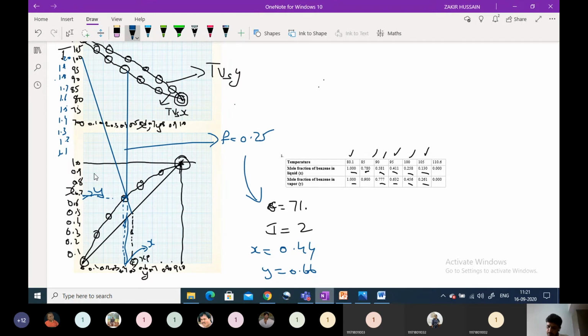So here you will get around T is equal to 94. Around this point you will get, this is your T value. So for this composition, T is equal to 94 degrees centigrade you will get at this point.